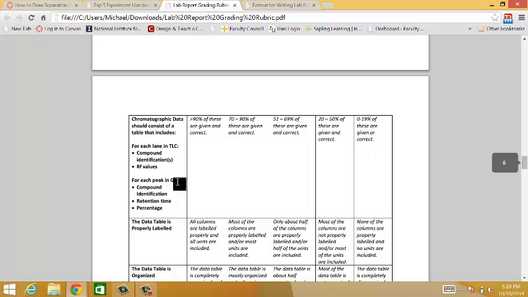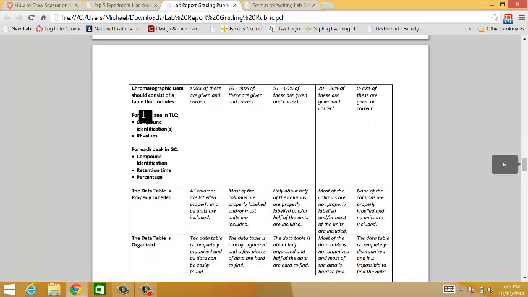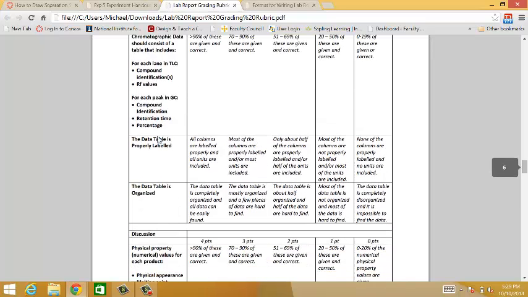And then if you did chromatography data, like in TLC, then you would include the compound and Rf values. We'll talk about that in another experiment. But in this case, for the GC, what was the compound for each peak? You should indicate the compound, what its retention time was in minutes, and what percentage that peak was.